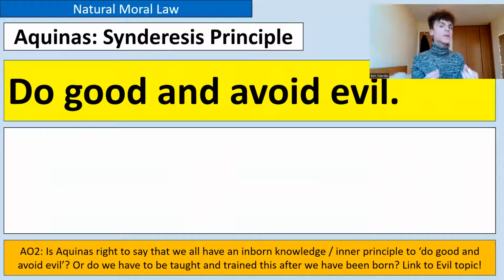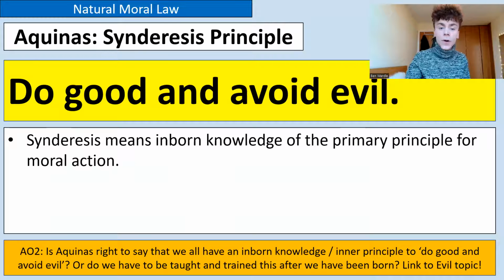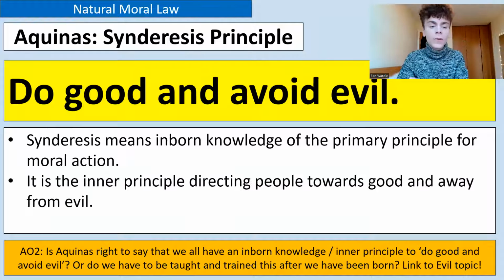So, as I say, he has this synderesis principle, which governs everything he believes humans should do. And this is very simply to do good and avoid evil. Now, some people call this the key precept, others know it as the synderesis principle. But very simply, synderesis means inborn knowledge of the primary principle of moral action. It is the inner principle directing people towards good and away from evil. Now, you might associate this with the conscience. You might associate this with the idea of the sensus divinitatis, that there is something within us.